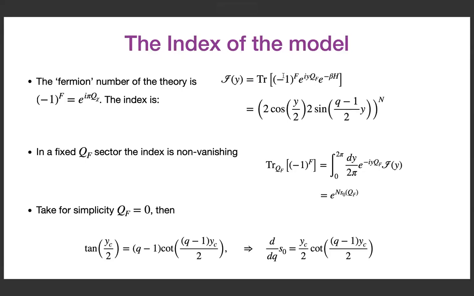But now, besides this (-1)^F, you can also insert the chemical potential for this flavor symmetry. Now you get this expression. And now if you go to a theory where you fix Q_F, some fixed Q_F sector, the index is non-vanishing. So the index is given by the Fourier transform of this grand canonical index. For example, you can do it for Q_F equals 0, then you'll get something that grows exponentially with S now.